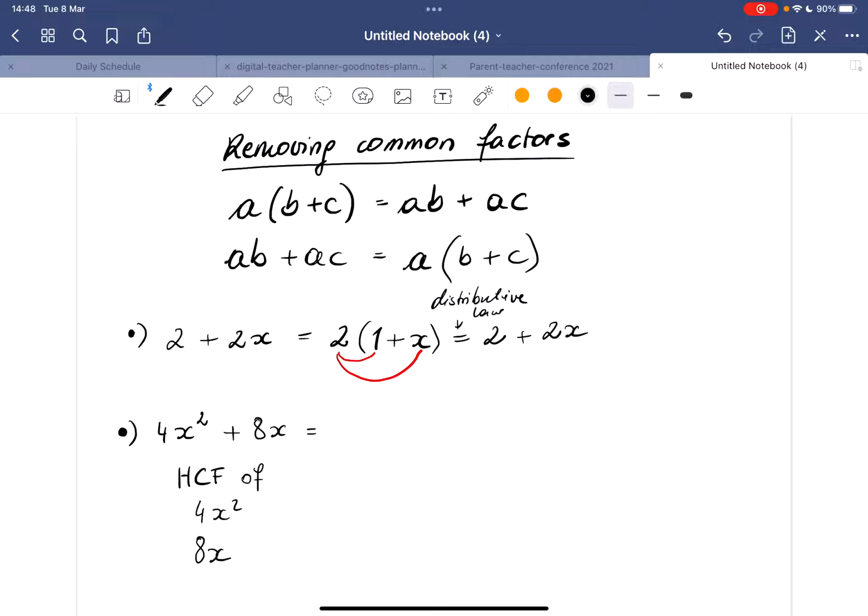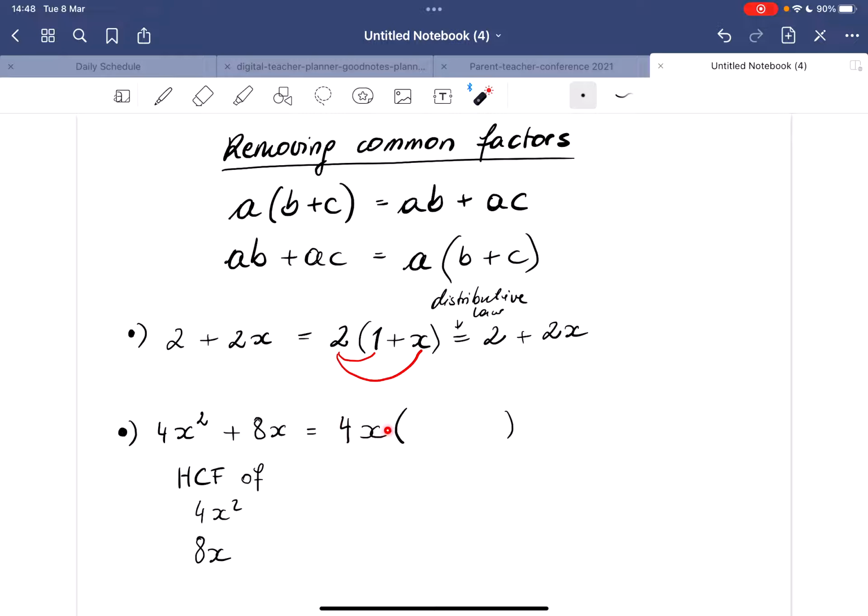So when you're looking at those two, let's look at the numbers first. What's the highest common factor of 8 and 4? The highest common factor of 8 and 4 is 4. What's the highest common factor of x squared and x? That's x. Okay, then we're going to make our bracket. And now we're going to see what we need to put in that bracket.